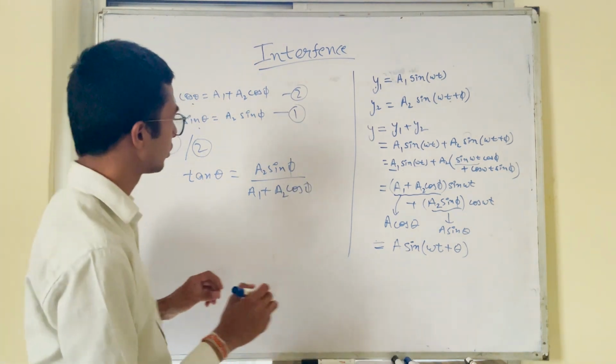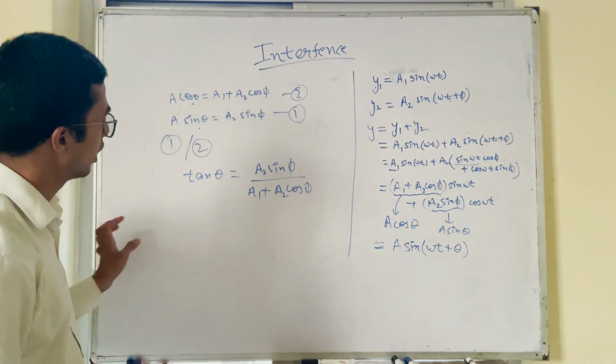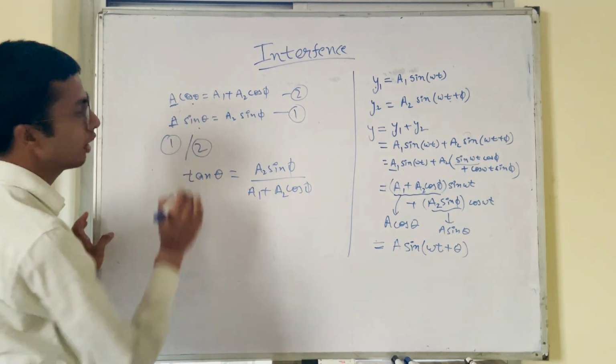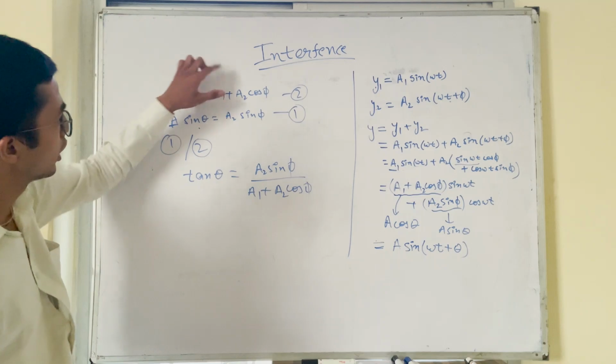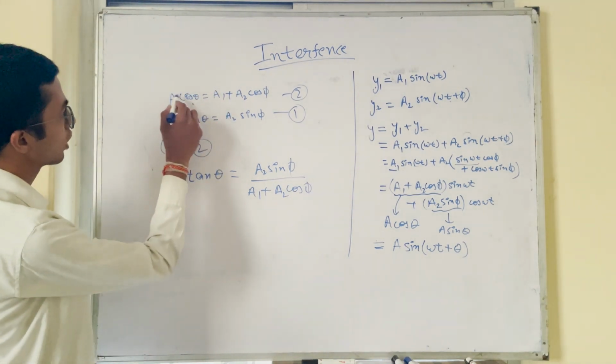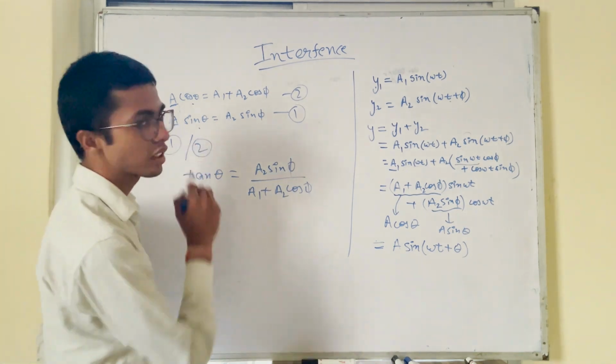Also, how can I find this variable A? If I square both equations and add them, it comes as A square cos square theta plus A square sin square theta.